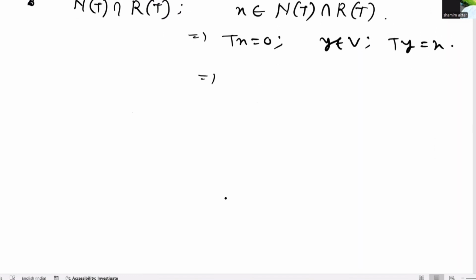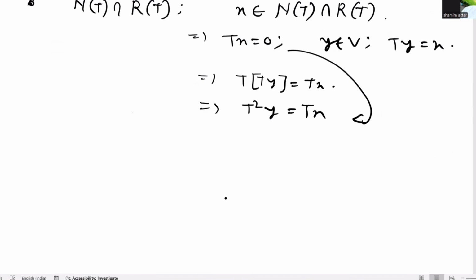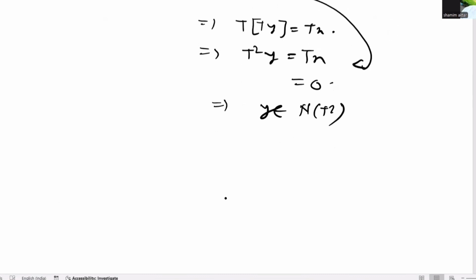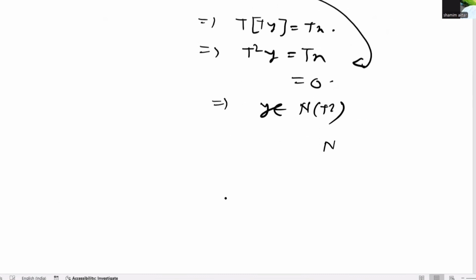Operating T on both sides, T of y equals T of x, so T square y equals T of x, and putting the value T of x equals 0, we get that y belongs to the null space of T square. Already we saw the null space of T square equals the null space of T. So y also belongs to the null space of T, which implies T of y equals 0.